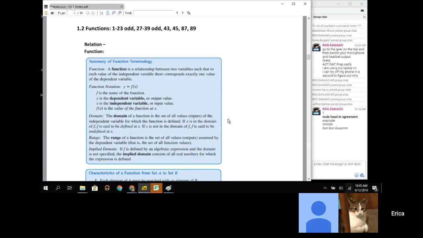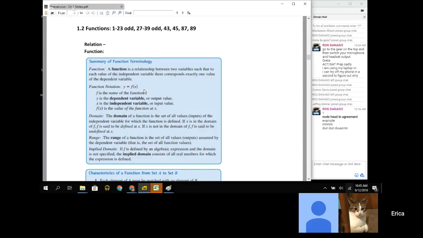So a function is a specific type of a relationship. And it has one particular rule, and you can kind of see I've obviously copied out of your book, but I'm going to kind of paraphrase it for you. A function is when you have a relationship between two things, and to each value of the independent variable, there corresponds exactly one value of the dependent variable. Okay, so let's kind of break this down a little bit.